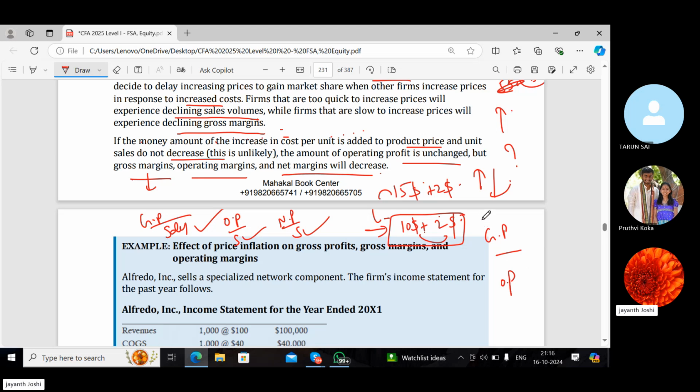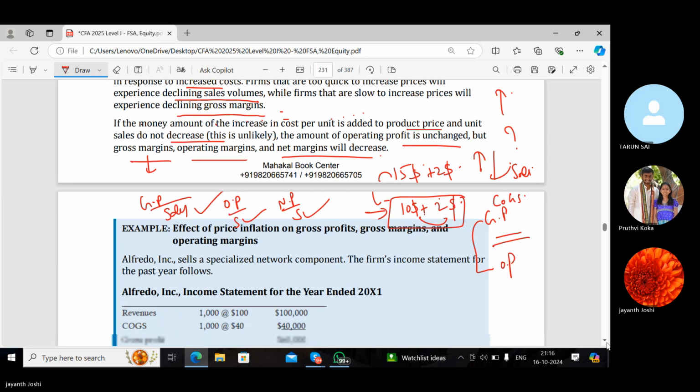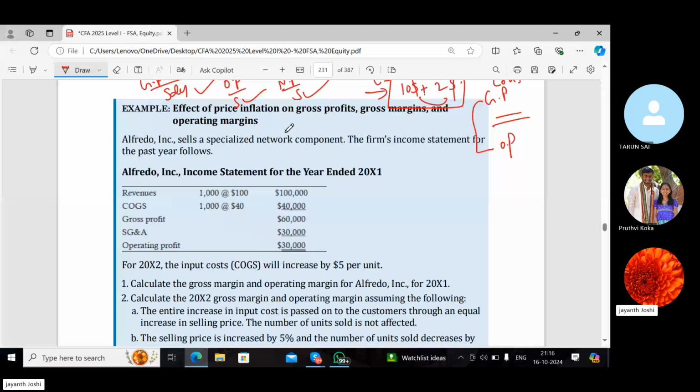Whatever changes you are going to see are only in the sales volume, sales and COGS, correct or wrong? Yes. But operating profit is not going to get impacted because of the fixed cost or fixed expenses between gross profit and operating profit. So don't worry, we are going to see the same thing here with the help of an example.